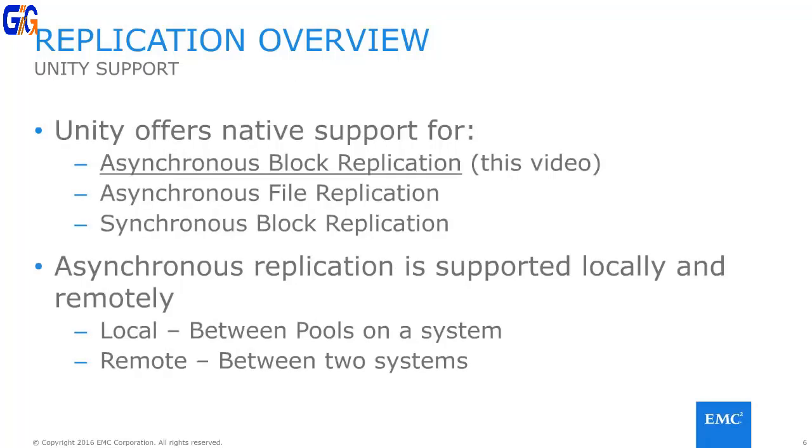Unity offers native support for asynchronous block replication. Perform asynchronous replication between storage pools on a single system or between two remote systems. Native support means that no third-party tools or appliances are needed to configure and perform replication. This video covers asynchronous block replication. If you are interested in the other forms of native replication on Unity, additional references are available on EMC Online Support and will be covered at the end of this video.